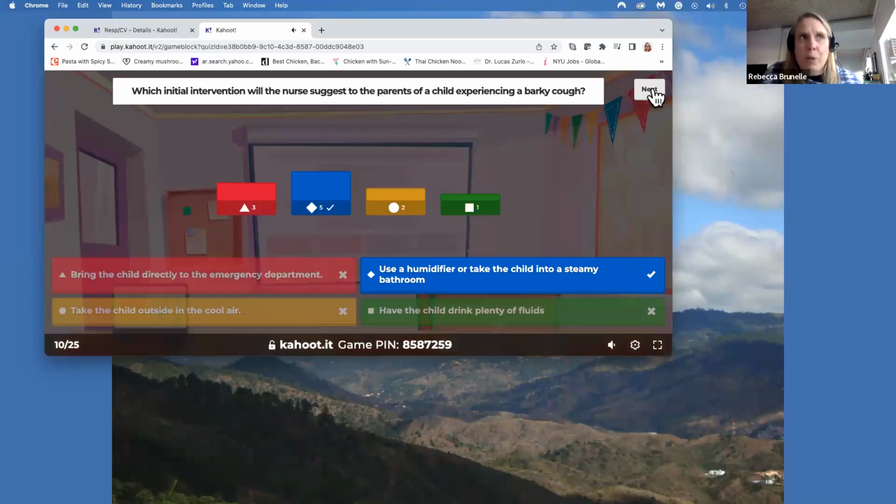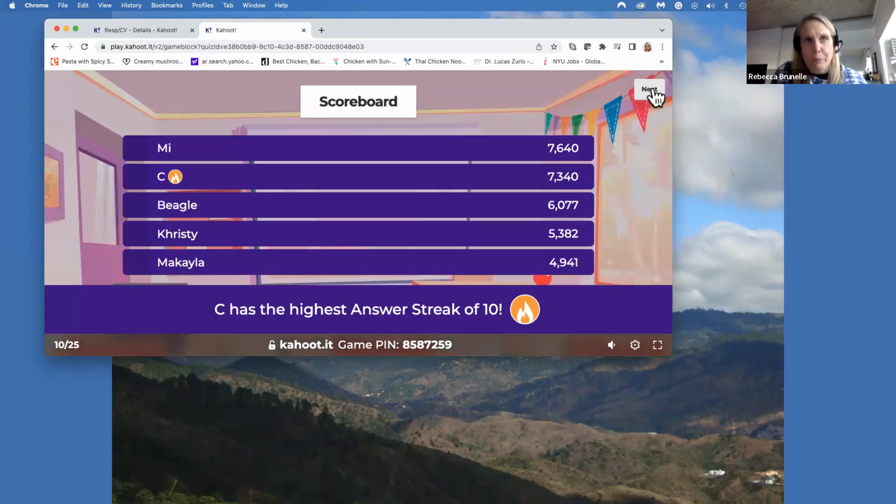So this is the barky cough. This is the croup, and the main thing they need is some humidification. So a humidifier at home or a steamy bathroom is the best thing.